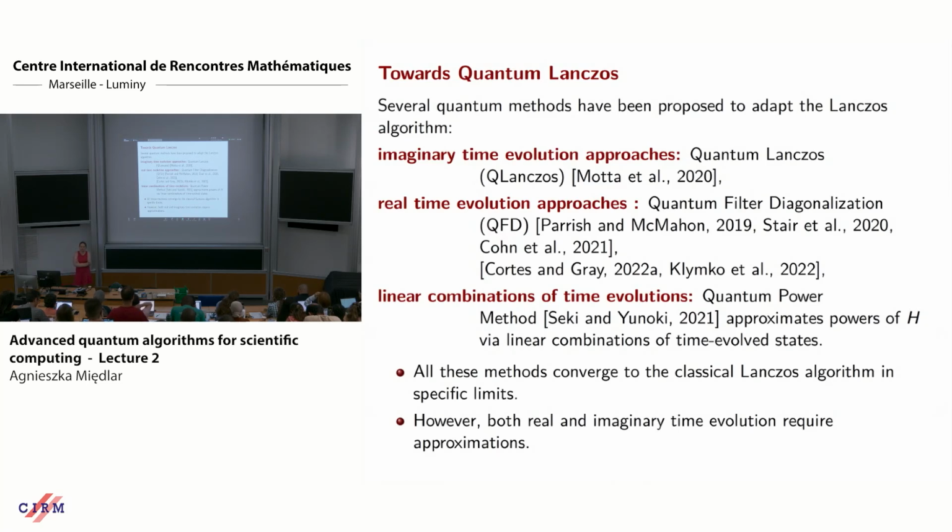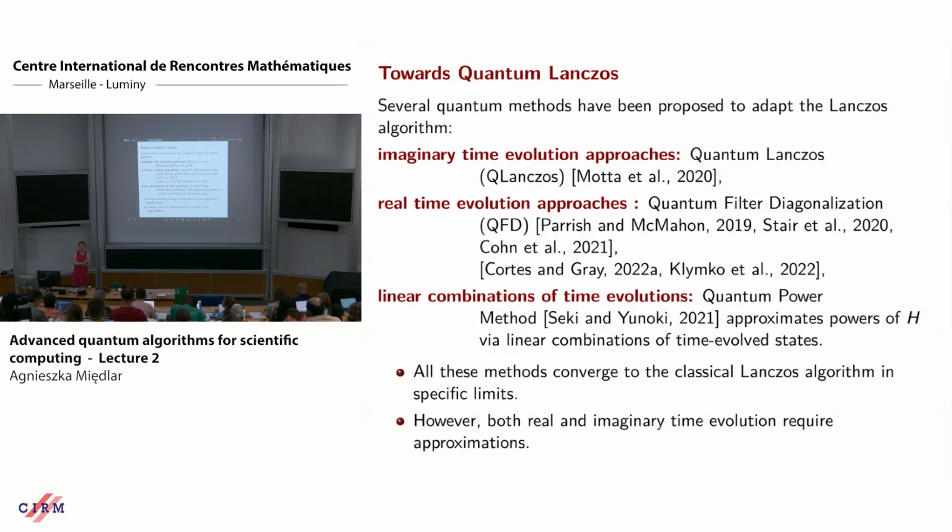Here are the references if you want to take a look. Linear combination of time evolution. There is a quantum power method. For those of you who have a little bit of background, Krylov methods are a generalization of the simple idea of a power method. You apply powers to the vector, and you can get the smallest or largest eigenvalue depending on what you want. There is a quantum version of that algorithm.